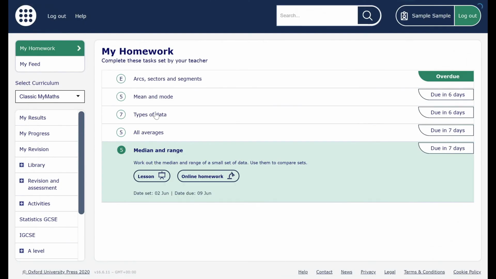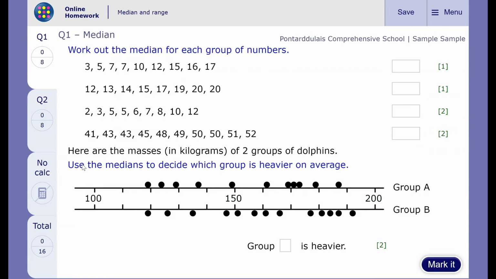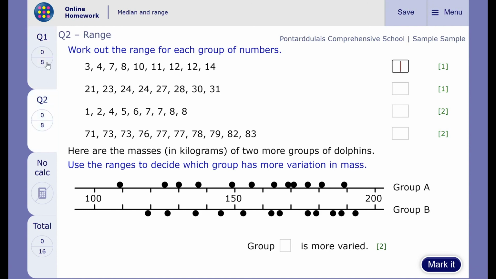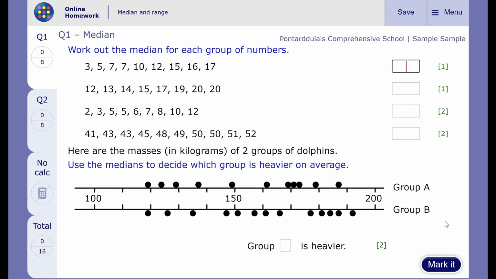But what we definitely would like you to do is to complete the online homework. This allows us to see how you're doing, how well you understand the topic whilst you are working from home. Okay, so complete question 1, which is on median, and question 2, which is on the range. Remember to mark it and click save, and that'll be sent to us. And then we can hopefully give you some feedback on that.